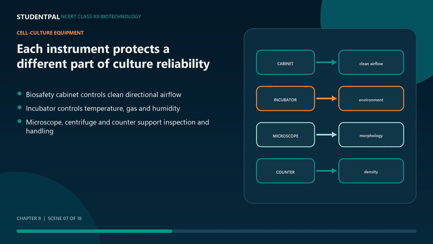An inverted microscope allows inspection of cells through culture vessels for morphology, attachment, density and contamination. Centrifugation concentrates cells, but excessive force can damage them. Cell counters and hemocytometers estimate concentration and may be combined with viability staining. Equipment performance, cleaning, preventive maintenance and operator technique are all part of data quality. A sophisticated instrument cannot compensate for a misidentified or contaminated culture.